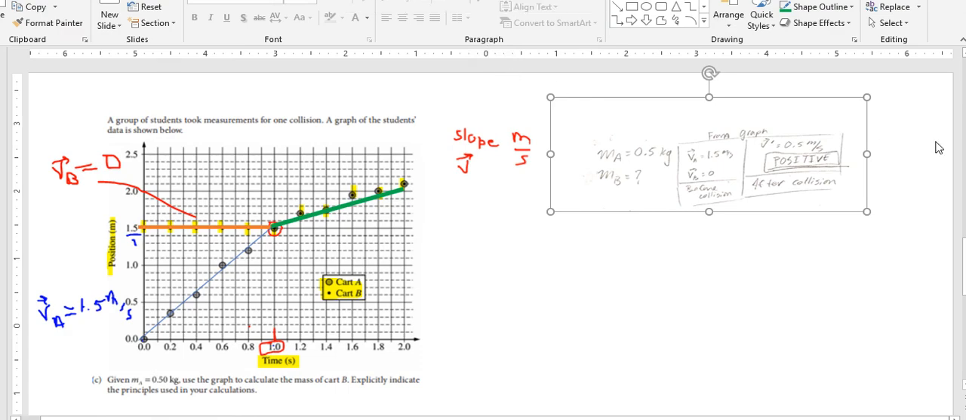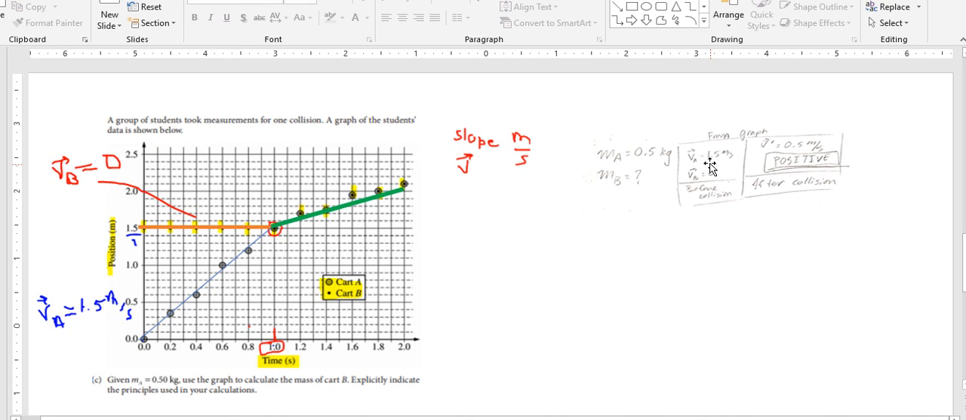Okay, so just to reiterate what I got from the graph, I would write that down. I'm just writing down what I know to figure things out. So I've got mass A is 0.5 kilograms. They state that. I don't know what mass B is. That's what I'm trying to figure out from this information.